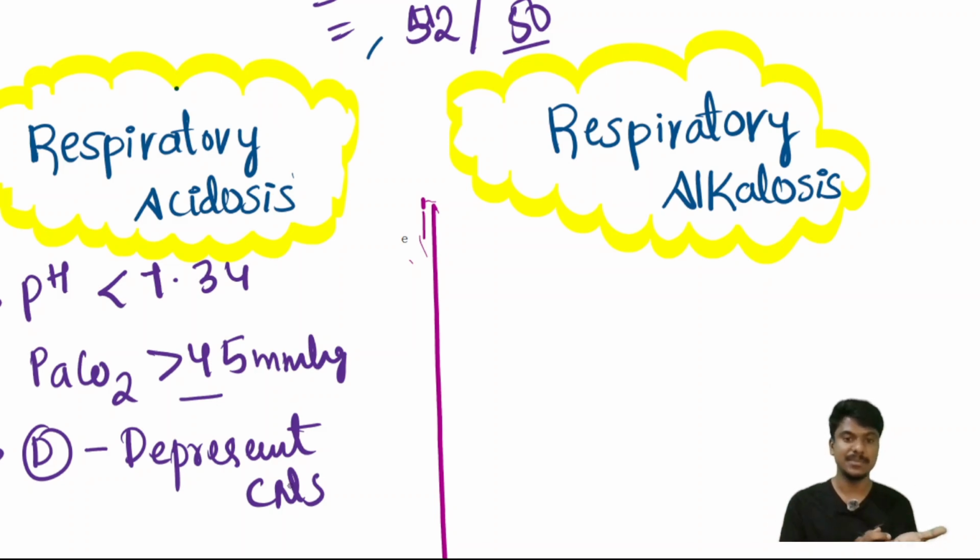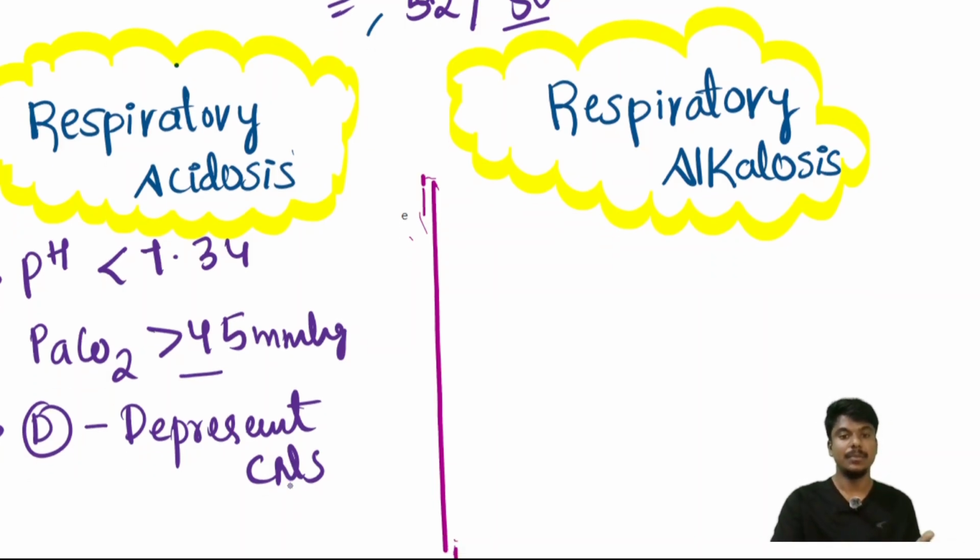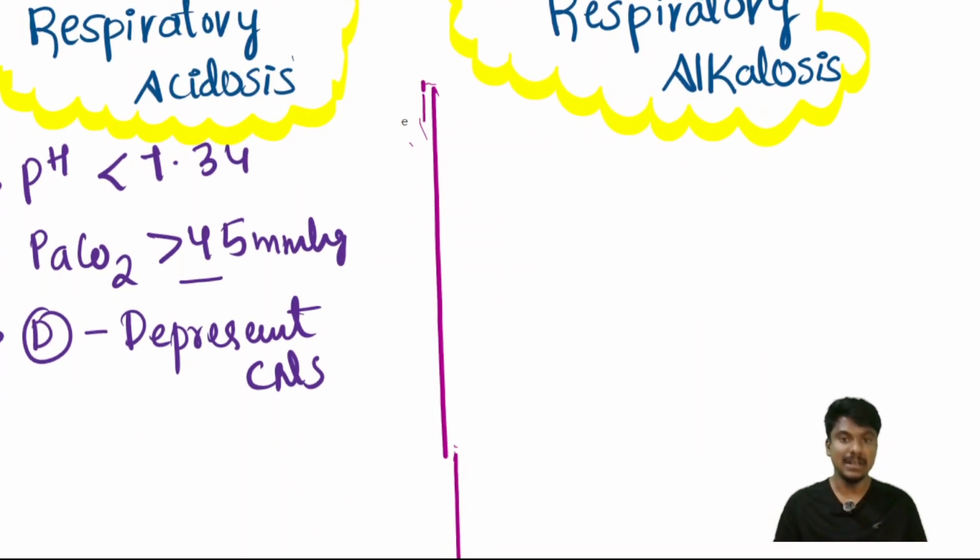More CO2 retention means more carbonic acid. Acid means there will be more H+ ions, so there will be a reduced pH level. So it's going to cause respiratory acidosis. I'm talking about the conditions that will cause respiratory acidosis.